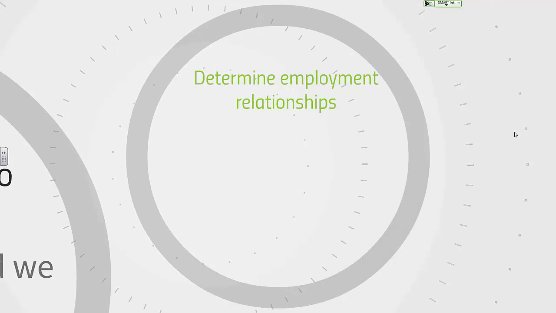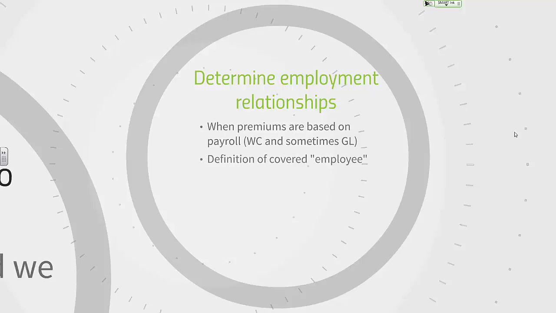Next, the insurance company must determine employment relationships between the insured and their employees. This is true when premiums are based on payroll, always with workers' compensation, and sometimes with general liability, which might be based on sales. There should be a specified definition of covered employee. In workers' compensation, this is statutory. In other words, it's based on state law. So the insurer must ask, what does the state law say about who a covered employee should be?